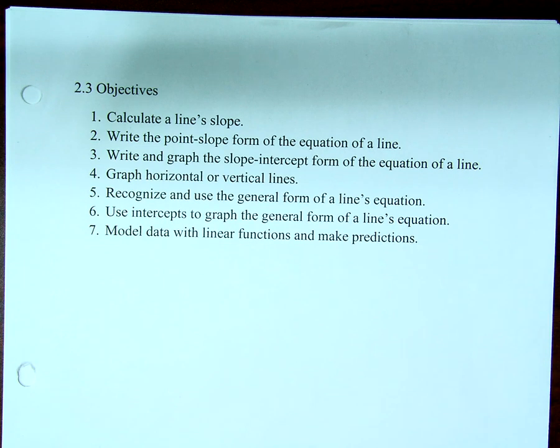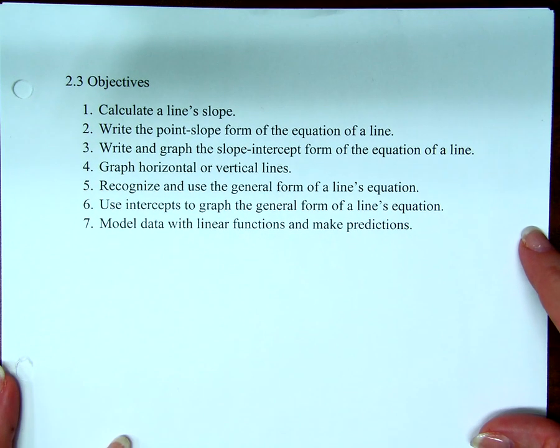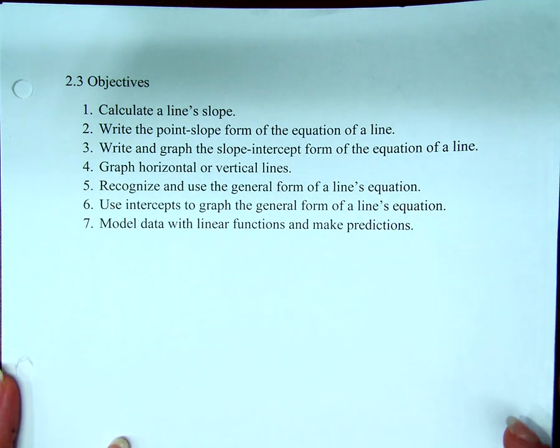Here are our objectives for section 2.3. Calculate a line slope, write the point slope form of the equation of a line, write and graph the slope-intercept form of the equation of a line, graph horizontal or vertical lines, recognize and use the general form of a line's equation, use the intercepts to graph the general form of a line's equation, and model data with linear functions and make predictions. Yay! It does sound like a lot of work, but none of it is hard, right?